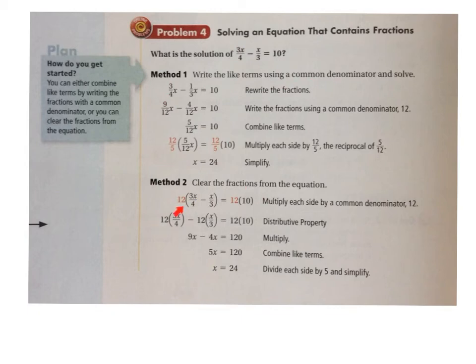12 times 3x over 4 gives us 9x, right? So if you think about it, let me make sure we've got that here. So wiping out the 4 gives us the 3. 3 times 3 is 9. That's where that comes from. Same thing over here. This gives us 4, right, when we wipe out the 3, so the 4 appears there. So 9x minus 4x is 5x. See, I told you that 5 would come back into play here. Divide out the 5, and x is still 24. So 2 methods. I'm a fan of this one in most cases, just because it's a whole lot less fraction work.